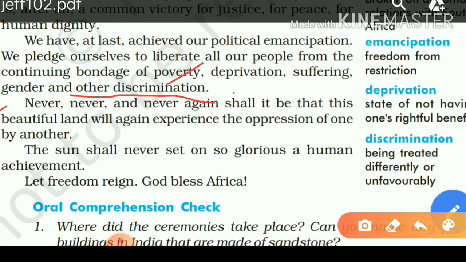Never, never and never again shall it be that this beautiful land will again experience the oppression of one by the other. Now he says that it will never happen like this in the future, and he is taking a pledge towards it that this beautiful land of South Africa is not going to experience it again. What experience? The oppression of one by other, where one rules the other person.